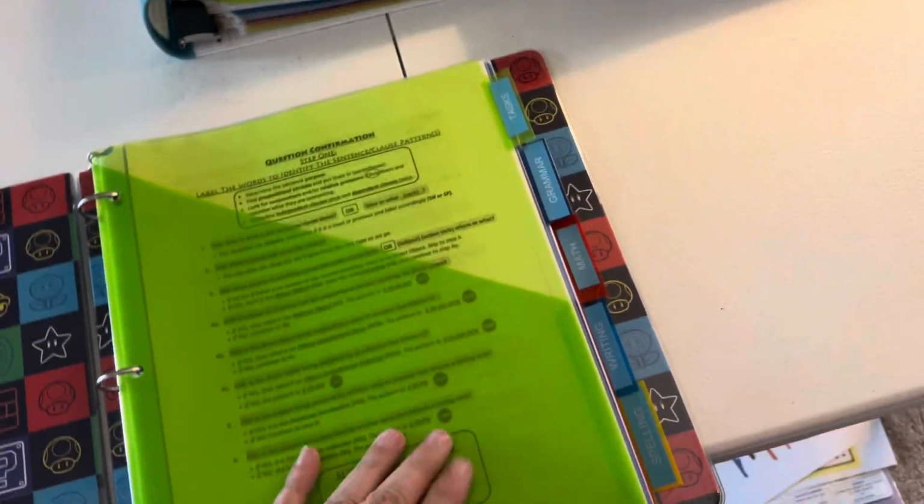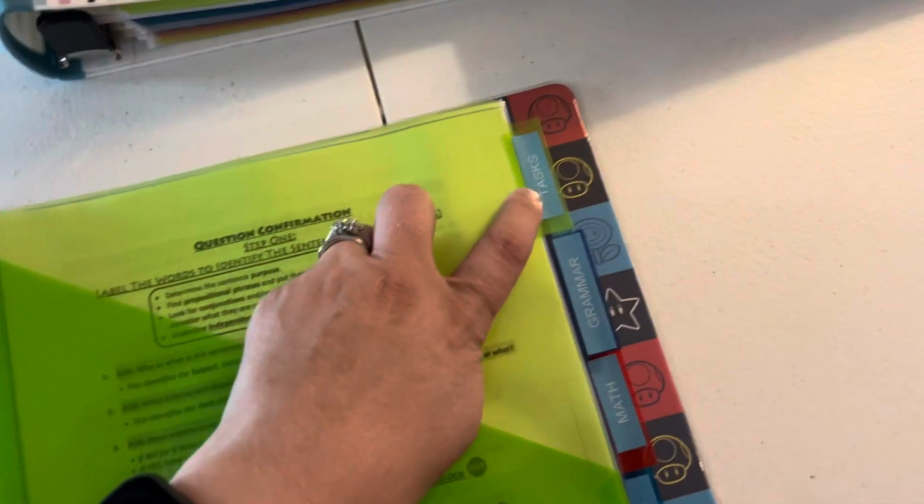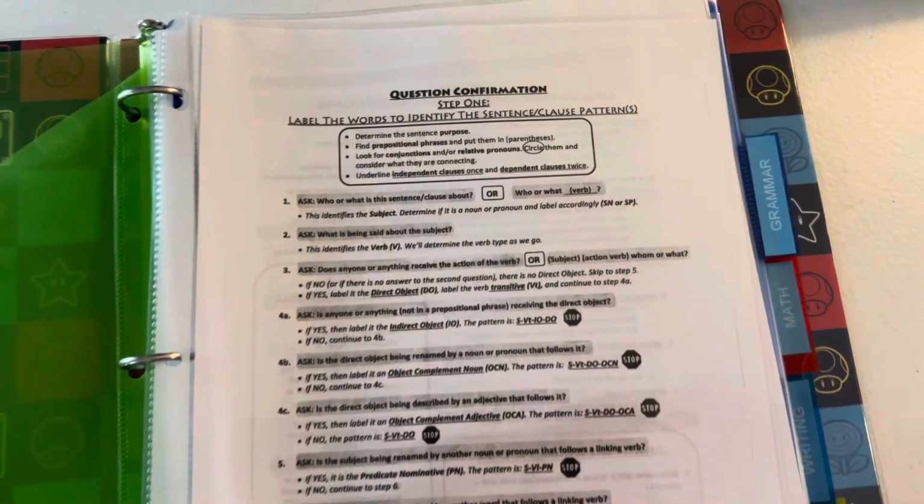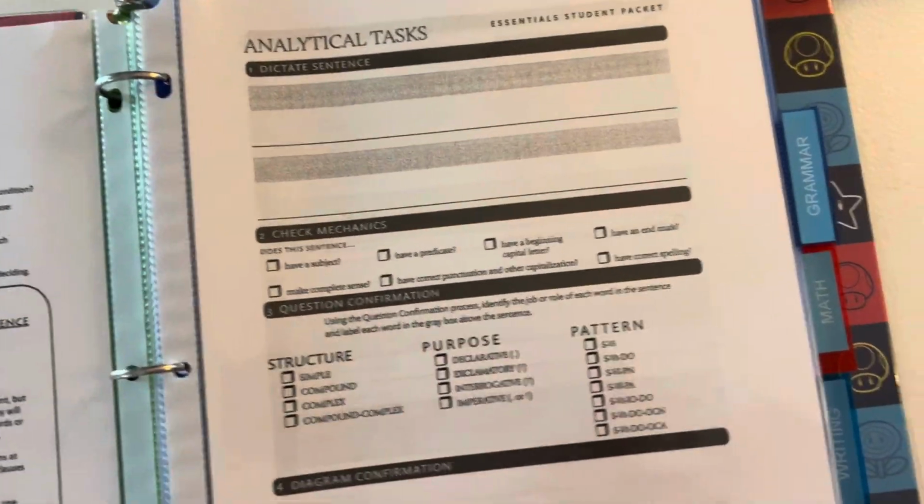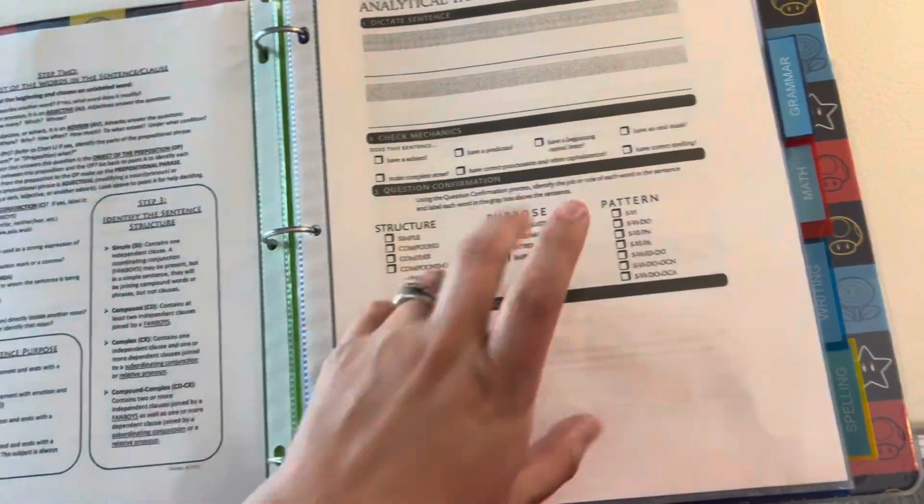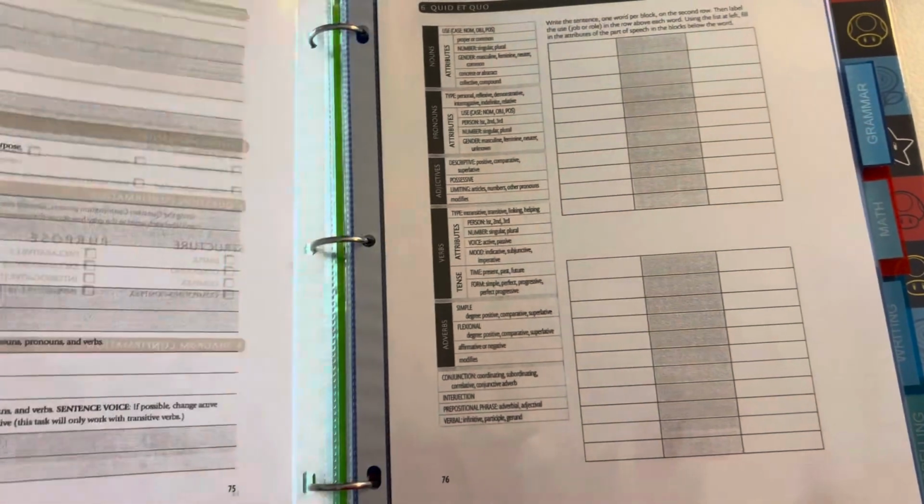Pick whatever notebook you want. I have a 1-inch and it's plenty big. Again, I have the dividers with pockets because they stick out from the sheet protectors. So there's tasks. And in tasks, I've got their question confirmation sheet, the analytical task sheet, and the quid et quo. There's also a portable, not portable walls, a trivium table that has the analytical tasks. That's also very nice if you want that.